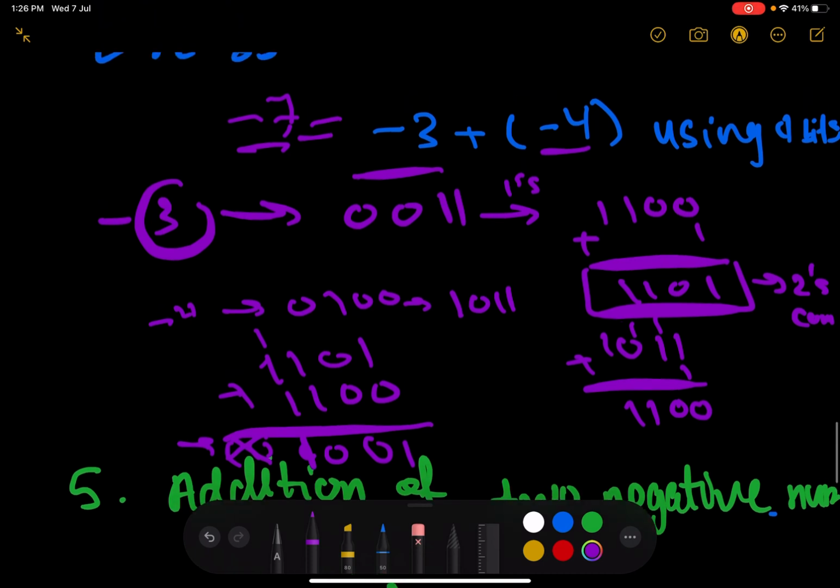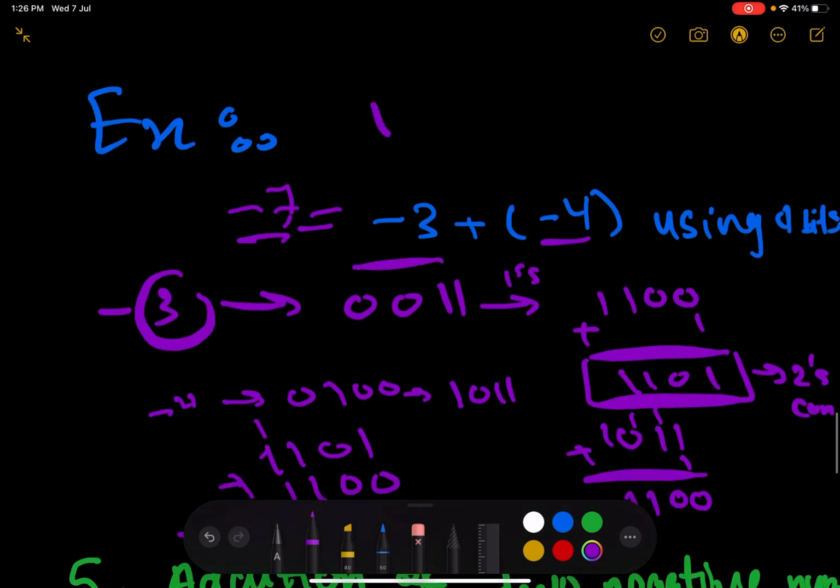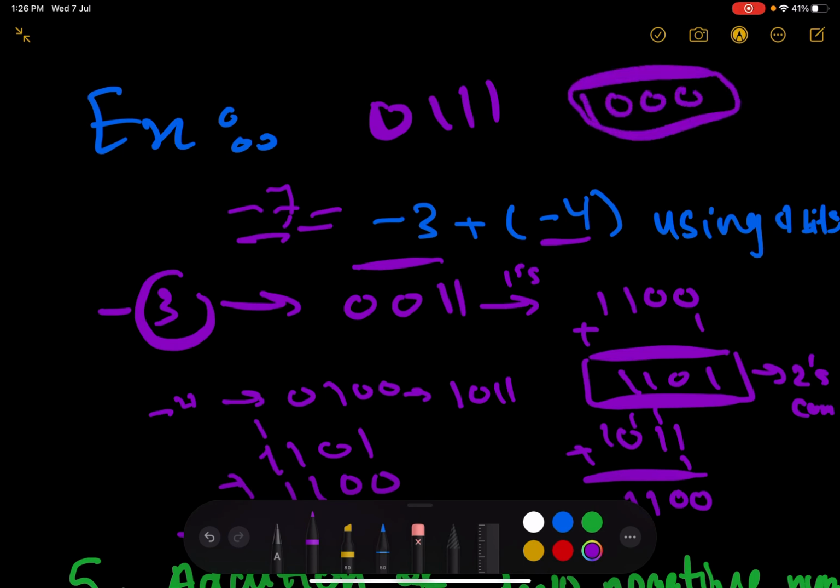So let's just do it now. 7 is 0 1 1 1 using 4 bits in binary. Then the ones complement is that. This is the ones complement for 7. We add 1 for the ones complement.